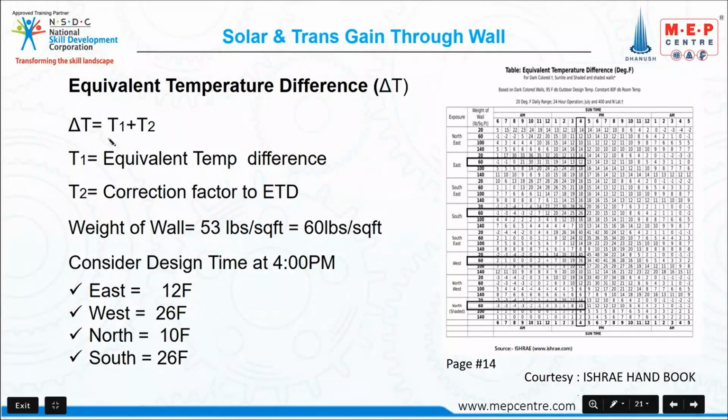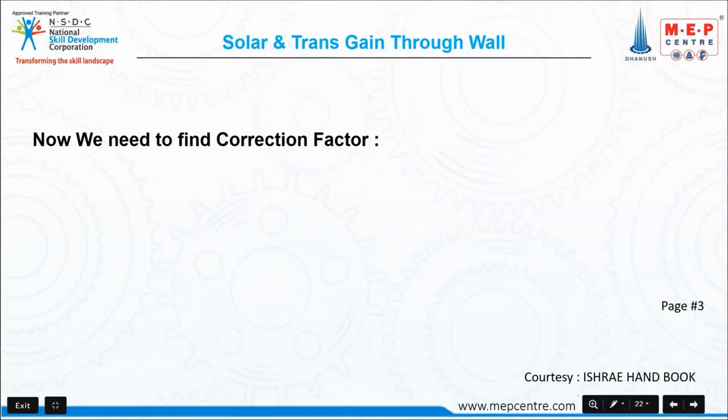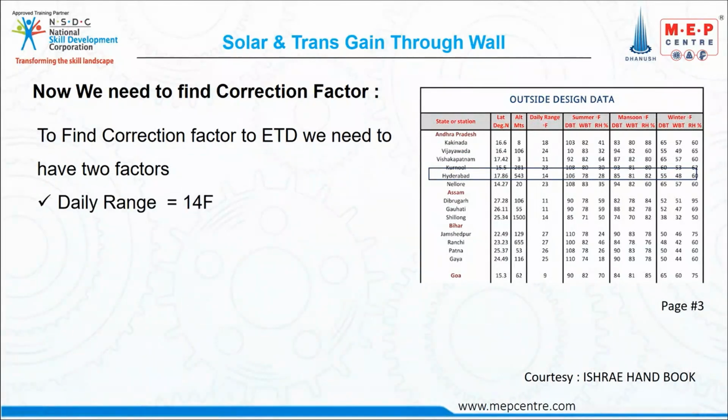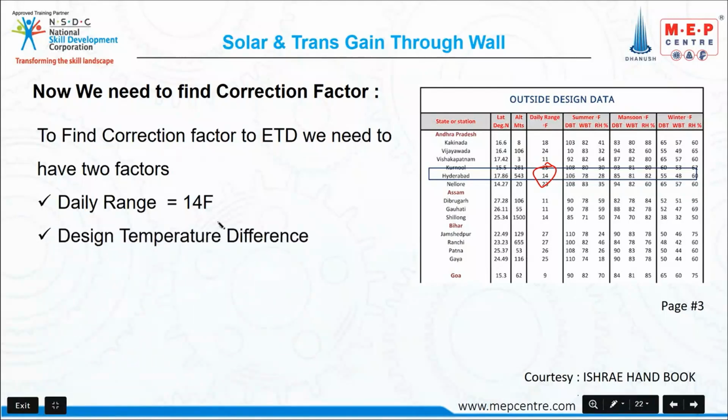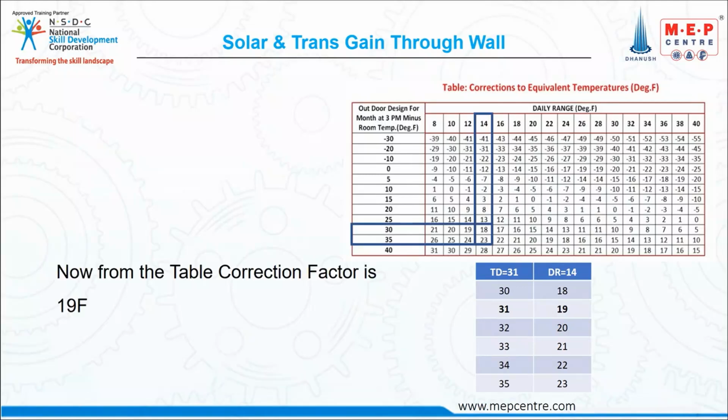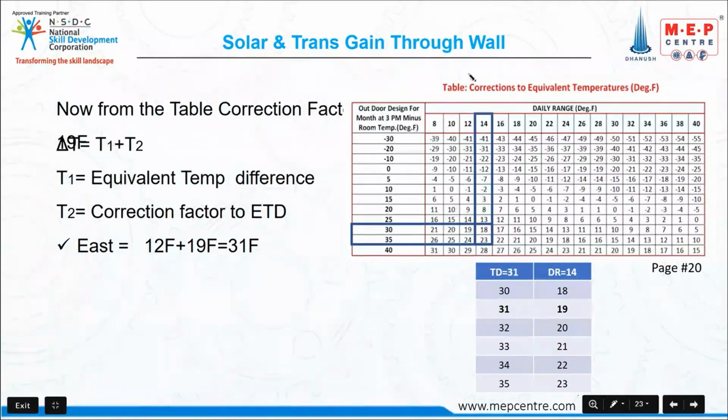और T1 मिल गया, हमको T2 फाइंड आउट करना है, करेक्शन फैक्टर टू इक्विवेलेंट टेम्परेचर डिफरेंस. To find the correction factor हमें डायली रेंज फाइंड आउट करना है फ्रॉम पेज नंबर 3. So daily range is 14 degree Fahrenheit, and design temperature difference is nothing but outside dry bulb temperature minus inside dry bulb temperature, which is 106 minus 75 degree Fahrenheit, which is 31 degree Fahrenheit. From page number 20, you will find a correction factor to equivalent temperature difference table.